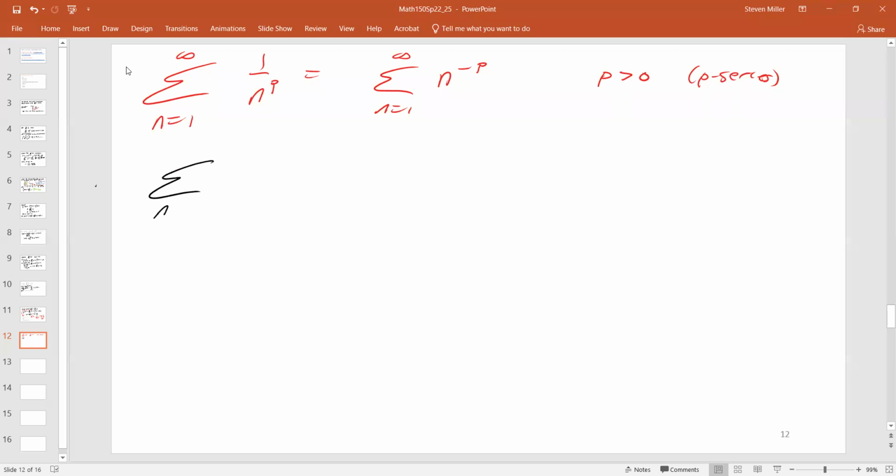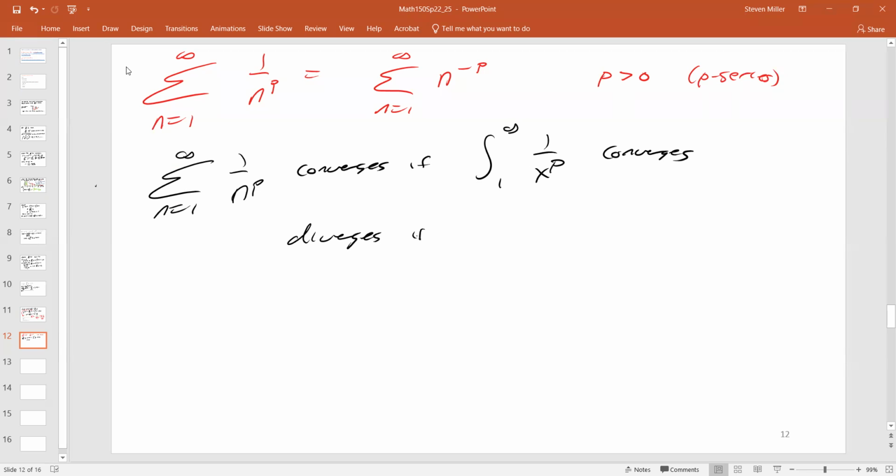So the sum n goes from 1 to infinity of 1 over n to the p converges if the integral from 1 to infinity of 1 over x to the p converges, and diverges if the integral from 1 to infinity of 1 over x to the p diverges. So we just have to figure out if the integral converges or diverges. If the integral converges for some value of p, it converges for all values of p greater than that. Then what test?